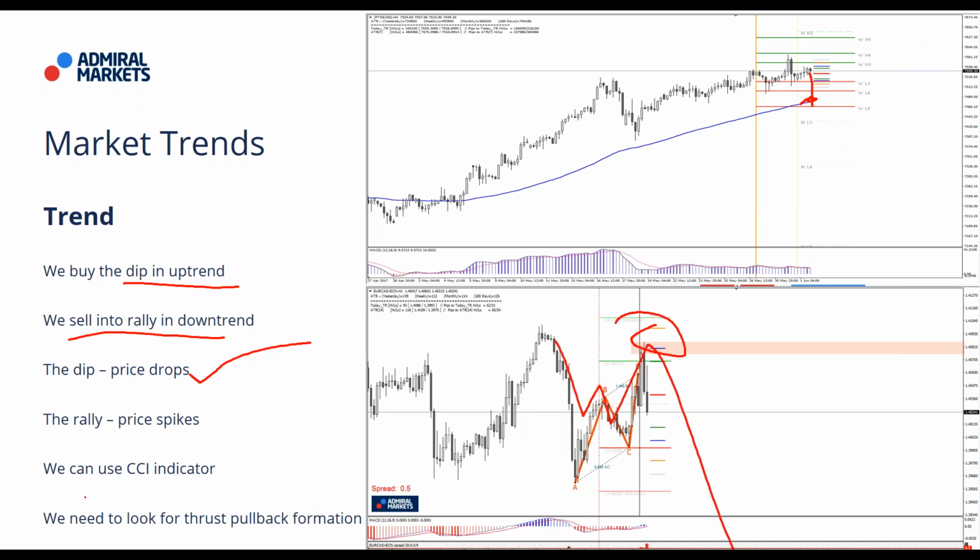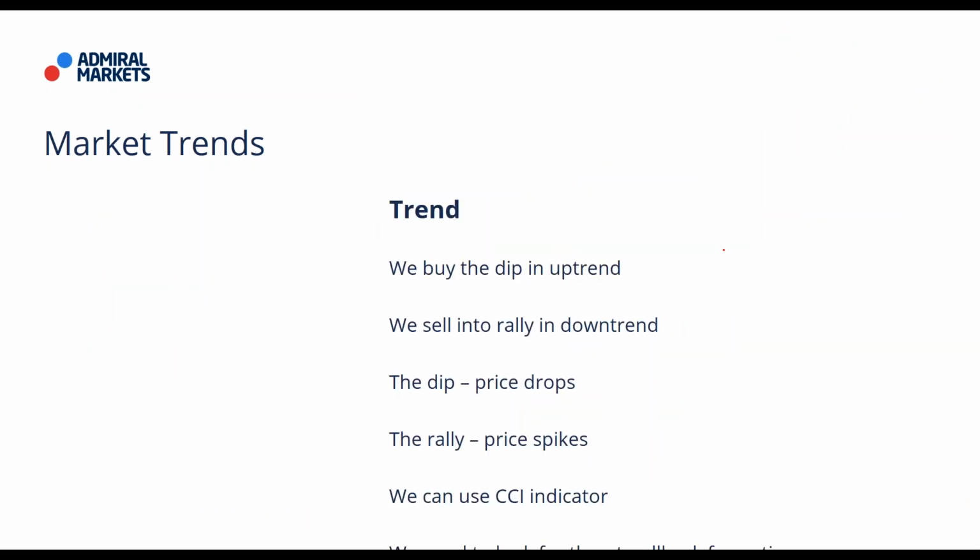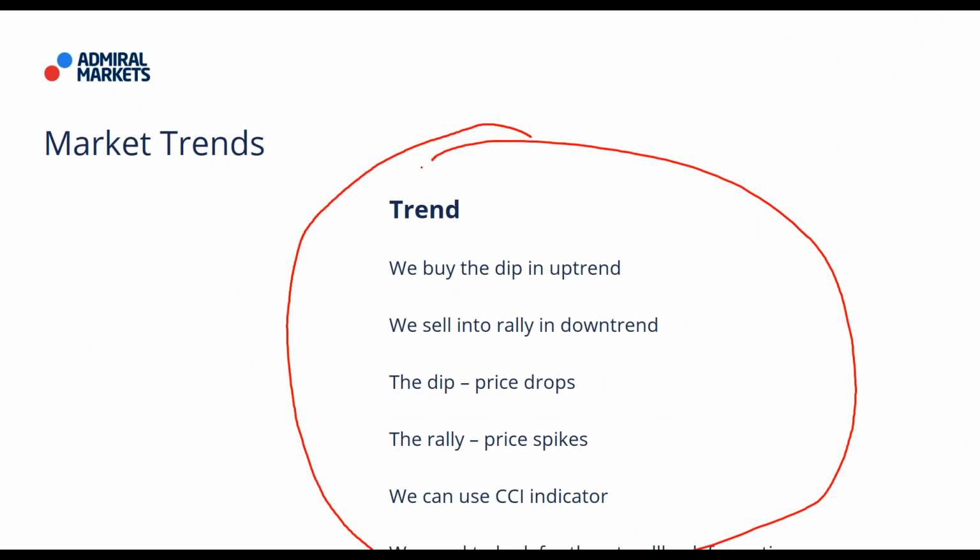You can also use the CCI indicator that I use in my live training webinar. And you need to look for thrust pullback formation. That is a sign of trend. So this is very, very important. Remember that, stick it to your screens, glue it, and always remind yourself that you buy the dip in uptrend, you sell the rally in downtrend, and you can use price action or CCI. CCI is very good to show a trend.